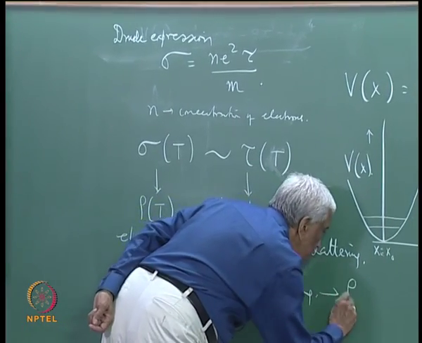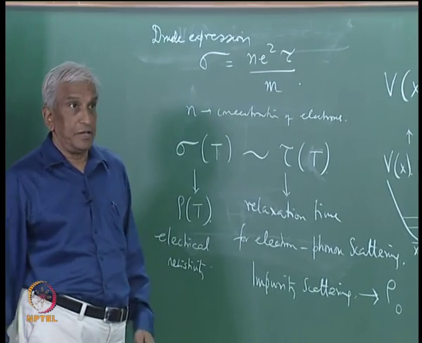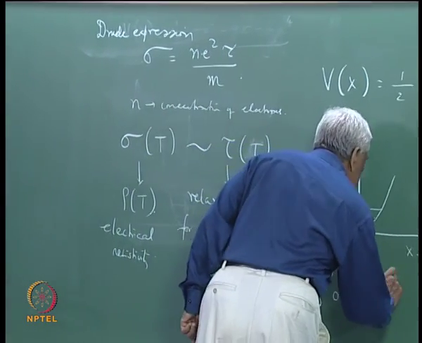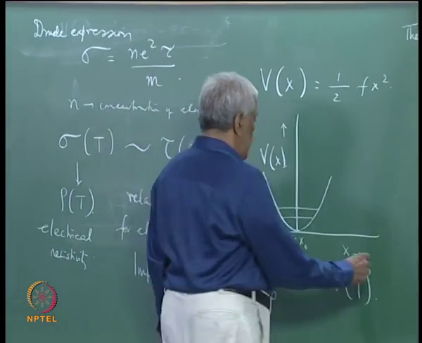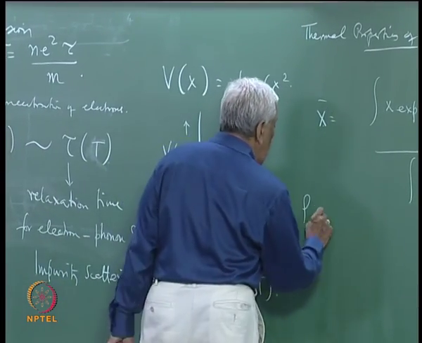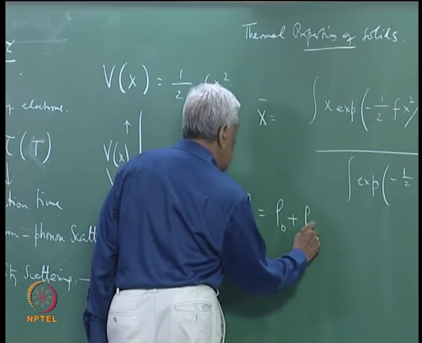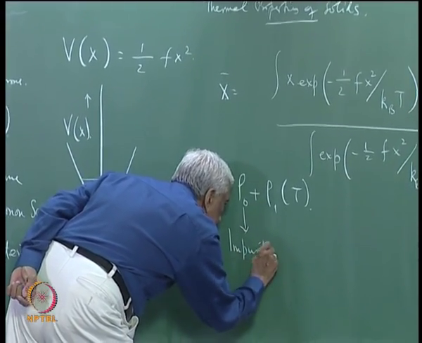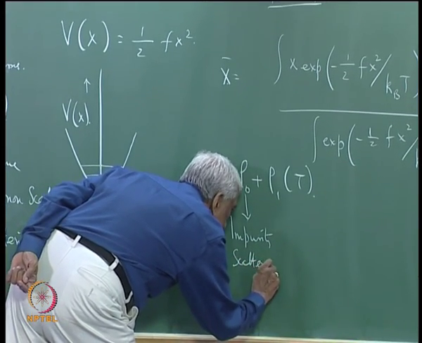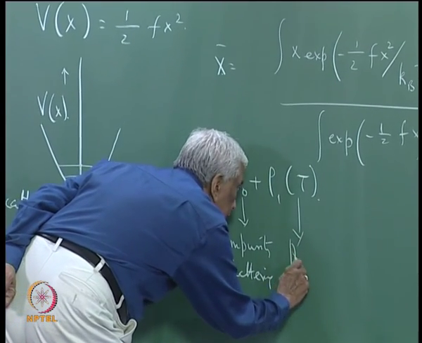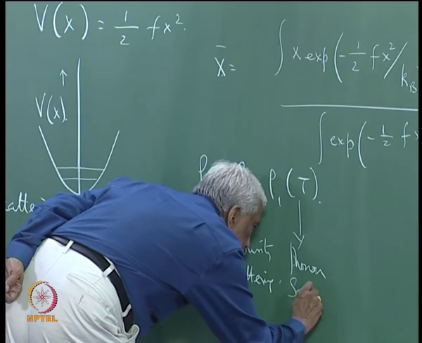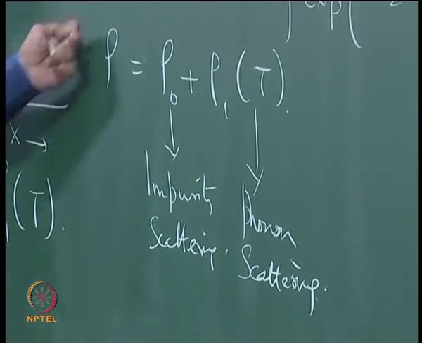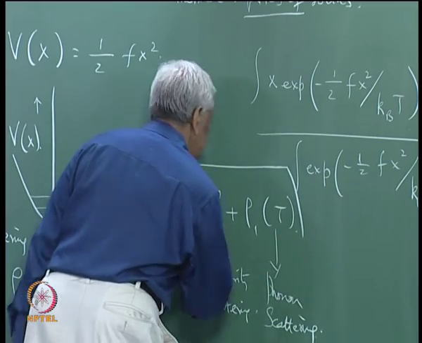So, this gives rise to a temperature independent resistivity, whereas the electron phonon scattering gives you the temperature dependent resistivity. So that rho is rho naught plus rho 1 T. So, this is due to impurities and this is due to phonon scattering. So, the total resistivity and its temperature dependence is determined by this.